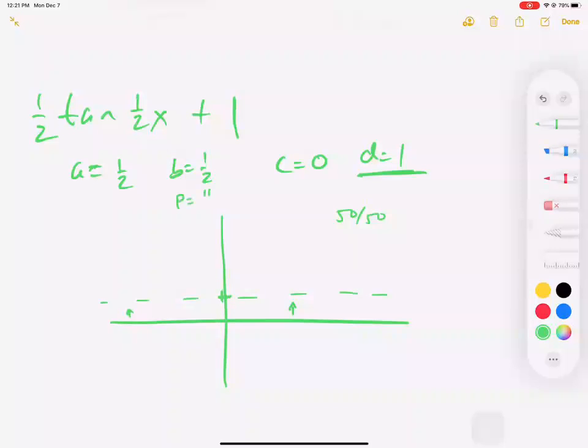Period is pi over B, which is multiplying by the reciprocal, 2 over 1, which is 2 pi. So if it takes me 2 pi to finish the graph, and this is 50-50, how much would be on the right side? How much would be on the left side? Well, 2 pi over 2 is pi, so if we're negative pi on one side and positive pi on the other, that takes us a full 2 pi to finish. My table is a little off. That looks better.